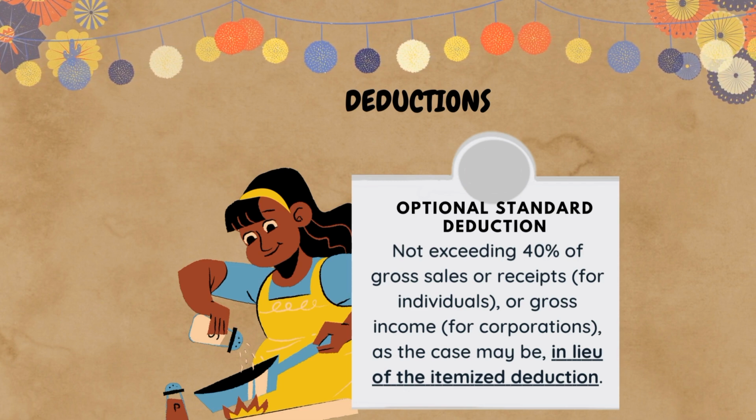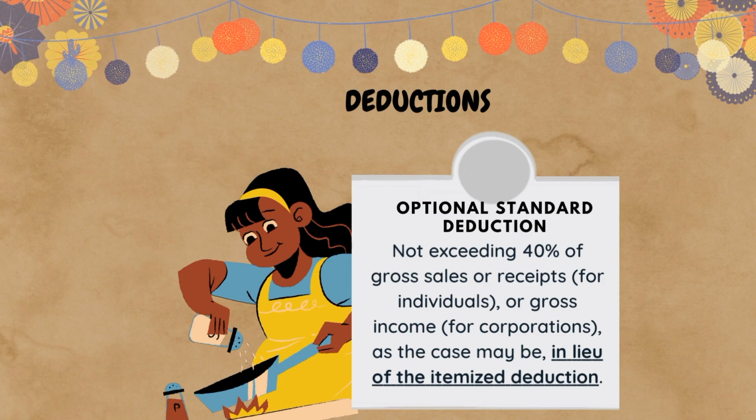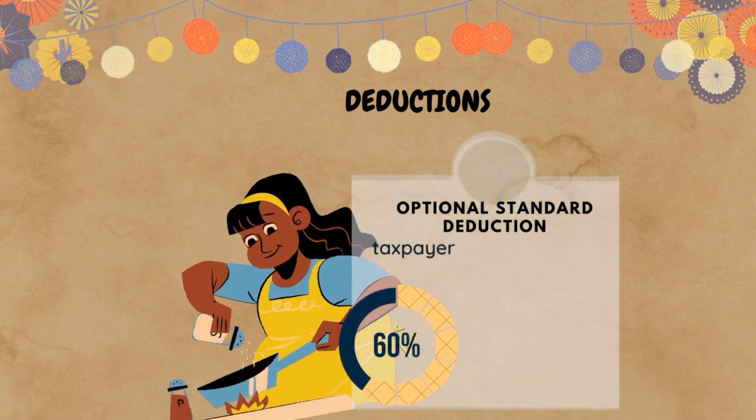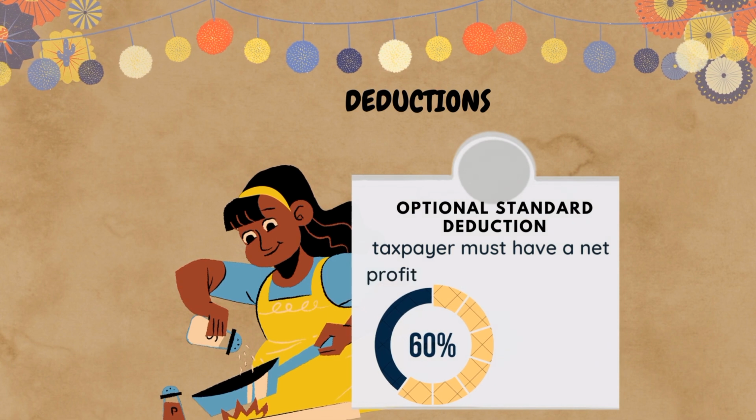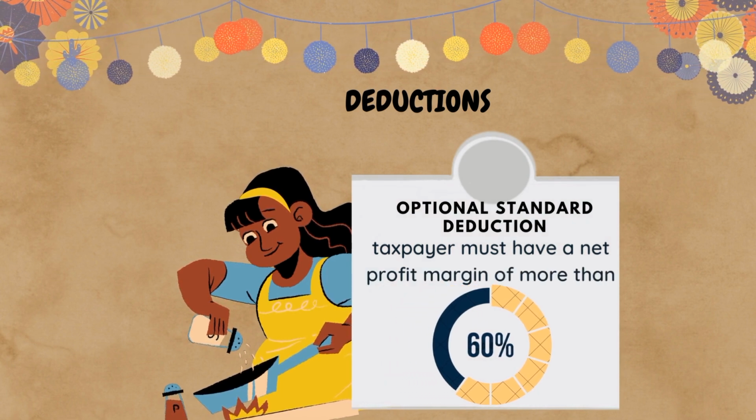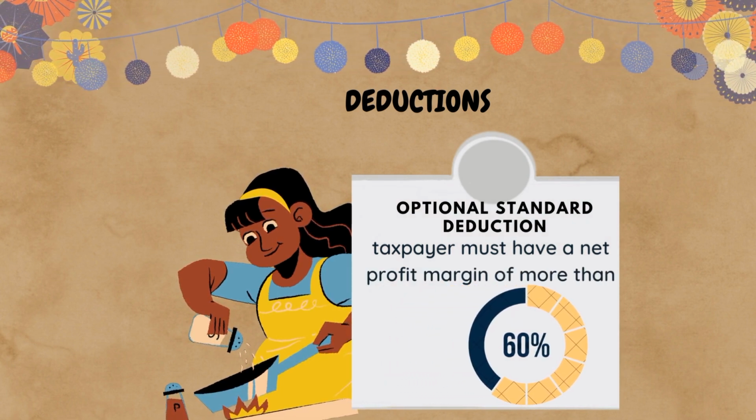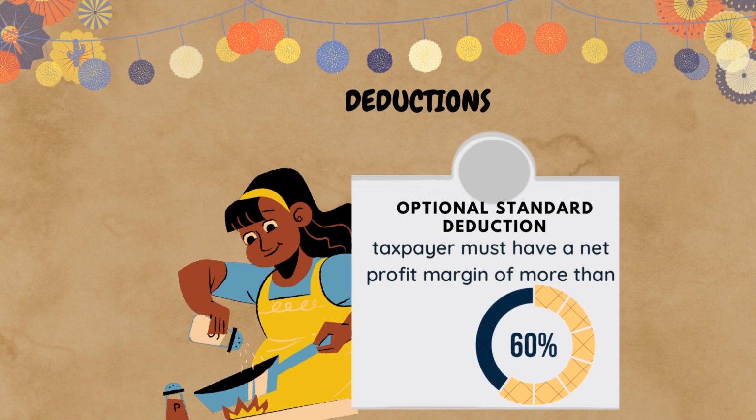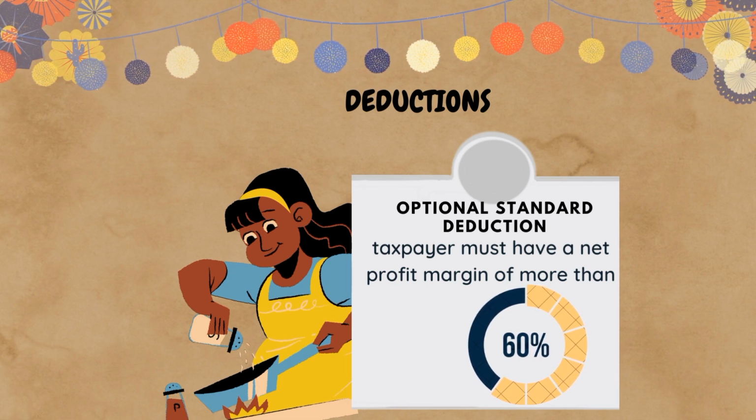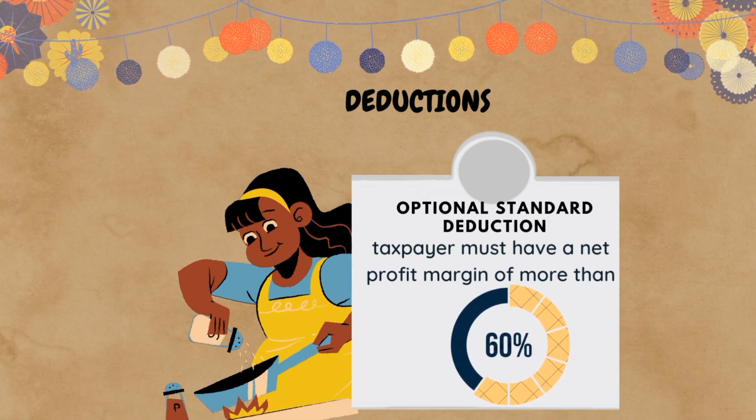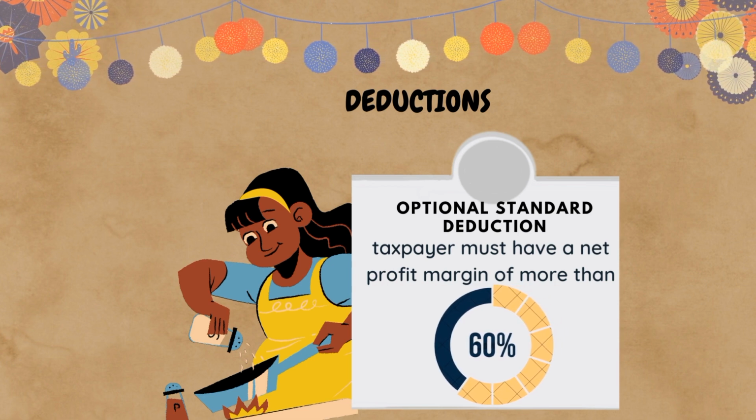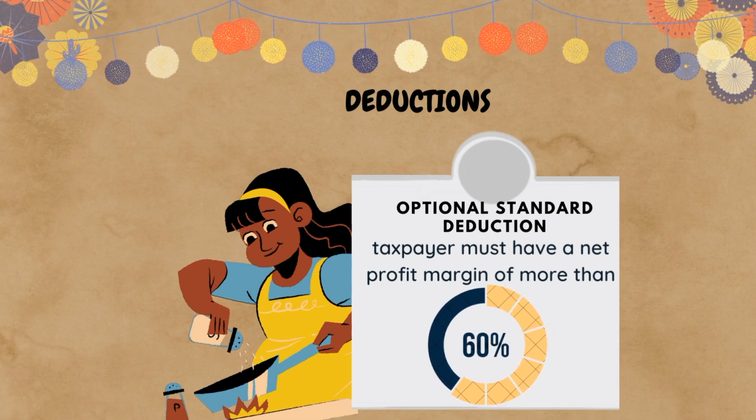Furthermore, an individual who opts to avail this deduction need not submit the account information return or financial statements. To benefit from this tax savings under the optional standard deduction, a taxpayer must have a net profit margin of more than 60% after applying the allowable deductions and considering the imposable taxes. Hence, taxpayers with smaller profit margins, usually those engaged in trading or manufacturing, will not choose optional standard deduction.